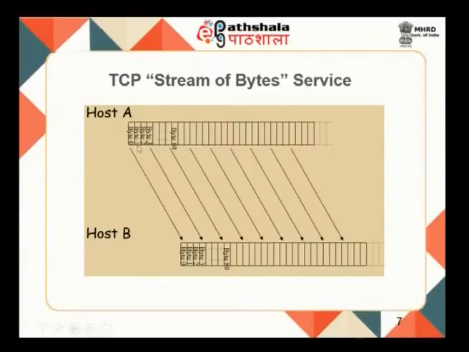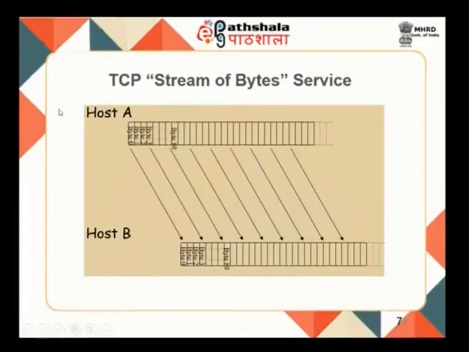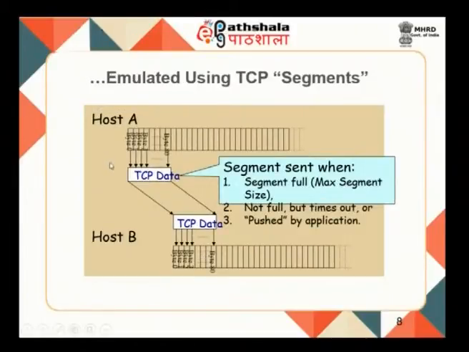Next, remember when we talked about UDP versus TCP earlier, we said that UDP is a message oriented or datagram oriented service, whereas TCP is a byte stream service, that is, it treats the data that is being sent as a stream of bytes. If I am sending some 80 bytes from host A to host B, it just looks at it as a series of bytes being sent from the sender to the receiver. This byte stream is actually emulated using TCP segments. A segment can consist of a variable number of bytes, not a fixed number.